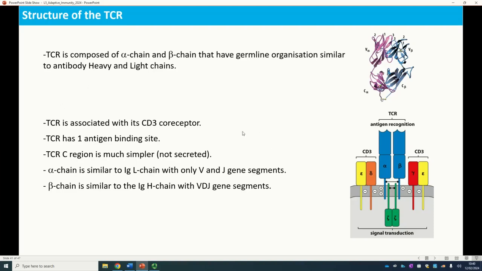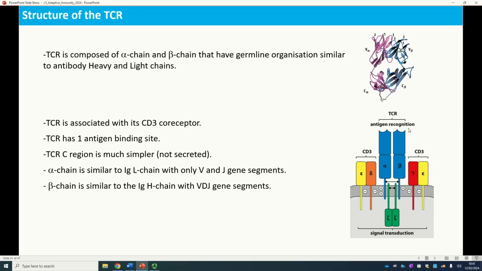So when it comes to the structure of the T cell receptor, you can see it here with the alpha and the beta chain. It's also co-associated with a CD3 co-receptor, so that's an important receptor to remember, the CD3. Again, this mediates the intracellular signaling events from antigen binding to the T cell receptor, helping to mediate it across the plasma membrane.